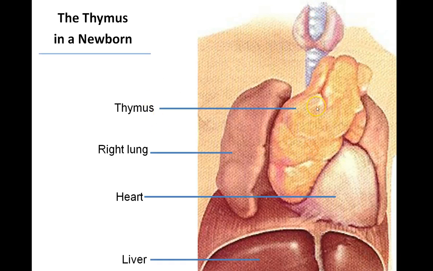This is showing the thymus in the newborn. So here we have it sitting just on top of the heart, and behind that would be the aortic arch. Either side laterally we've got the lungs. Let's see the thymus. There we go, in a newborn, a very large organ, very important for promoting maturation of T lymphocytes.